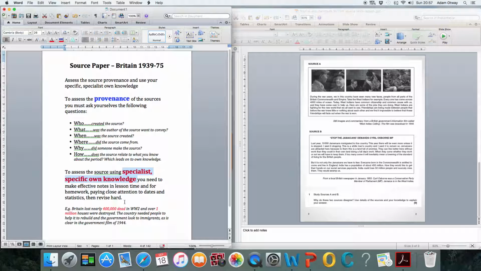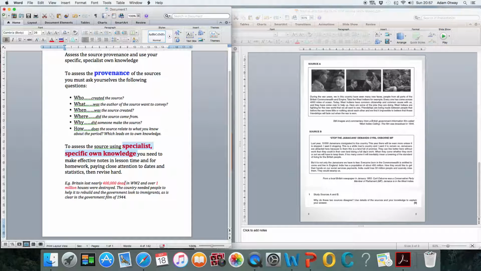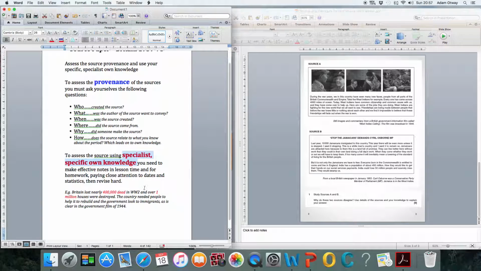Why? Because people say, I don't know the numbers, I'm rubbish with dates. People find it really difficult to remember the numbers, which is of course why barely anybody uses them. So if you can be the person who uses specific specialist own knowledge that's really impressive, i.e. numbers, like these numbers here, then you can impress the examiner.